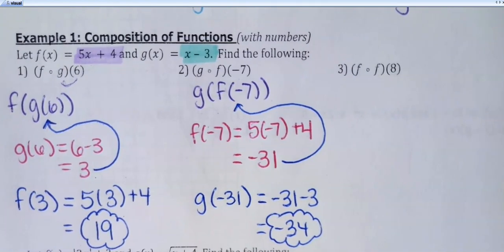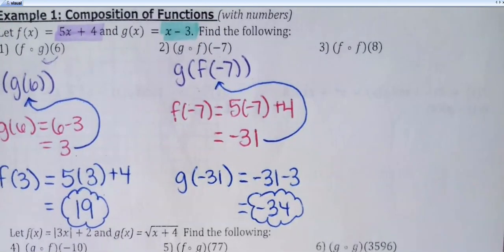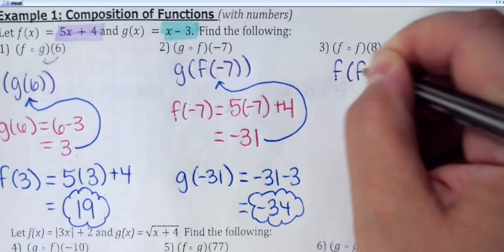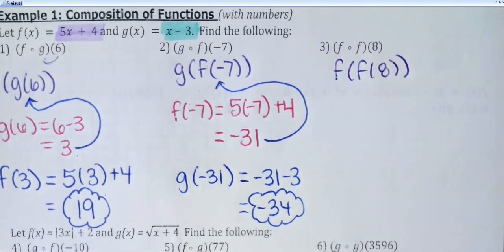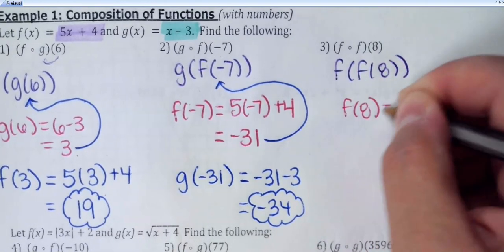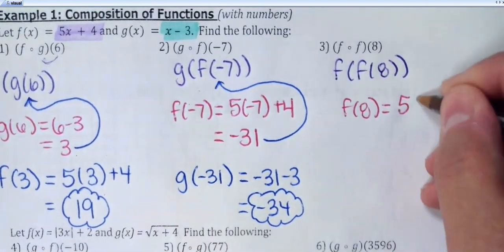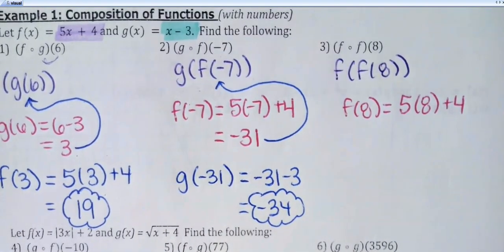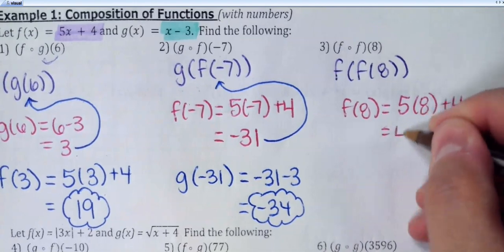The last one, you can actually compose a function with itself. We're just going to use the same function twice. So this says f of f of 8. So I'm going to plug 8 into the f of x function. Just real quick, everywhere you see an x, just replace it with an 8. So 5 times 8 plus 4. 5 times 8 gives you 40. Add 4 to that, you're going to get 44.